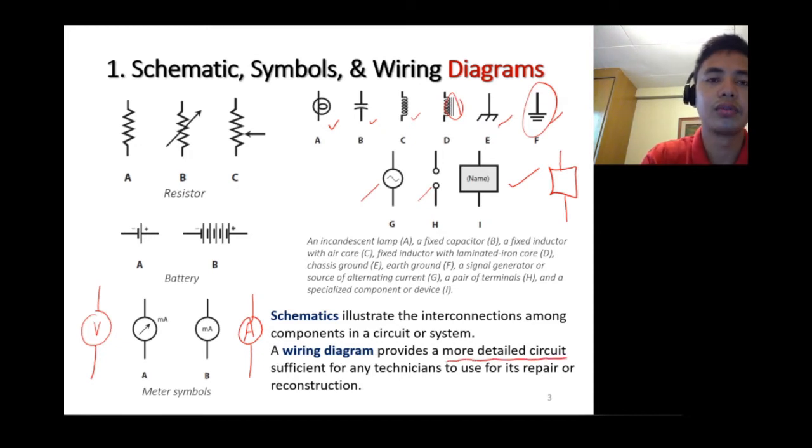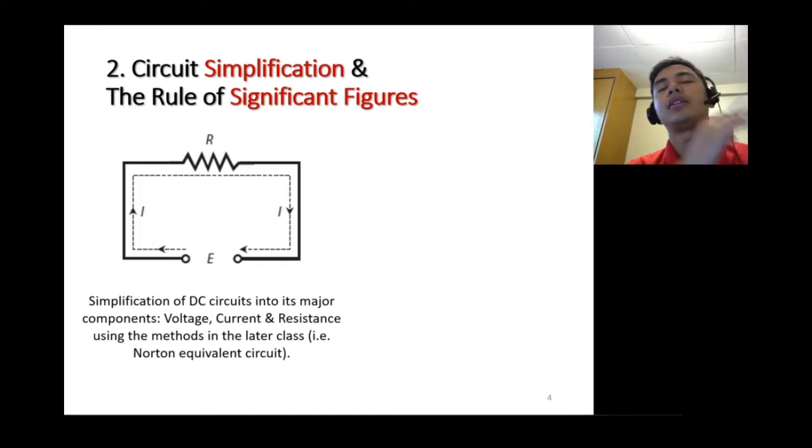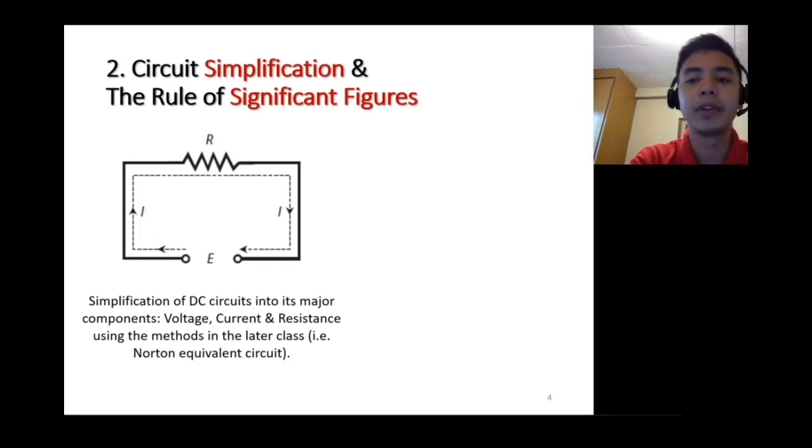A person with skill in circuits can understand it, compared to a normal person who may not be able to understand the circuit. Schematics is intended for general use, and wiring diagram is a term for most of the technicians. So this is an example of a circuit, and for simplification, you have a very complicated circuit, but you can actually simplify it.